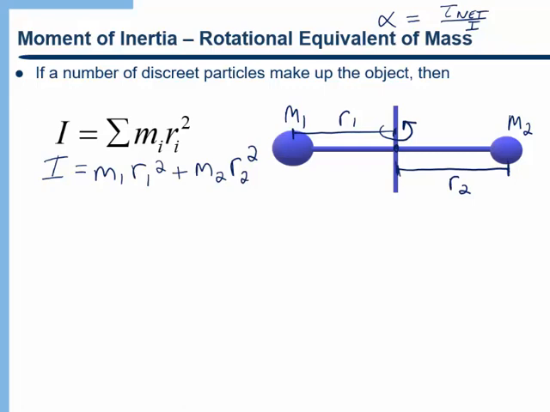Notice that r makes a big difference because it's squared. So if you double how far away an object is, the moment of inertia would go up by a factor of 4.